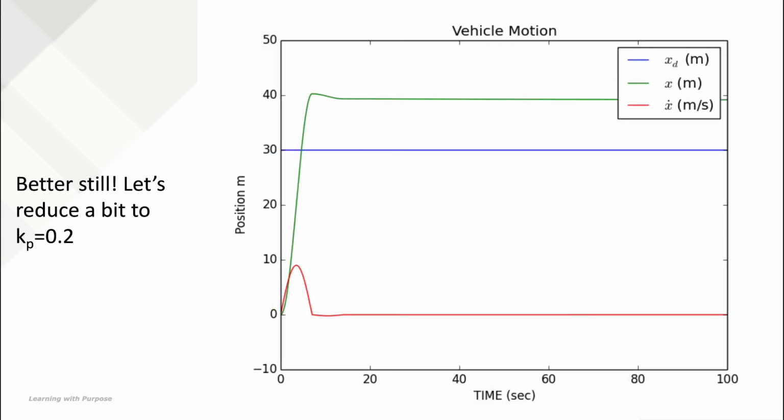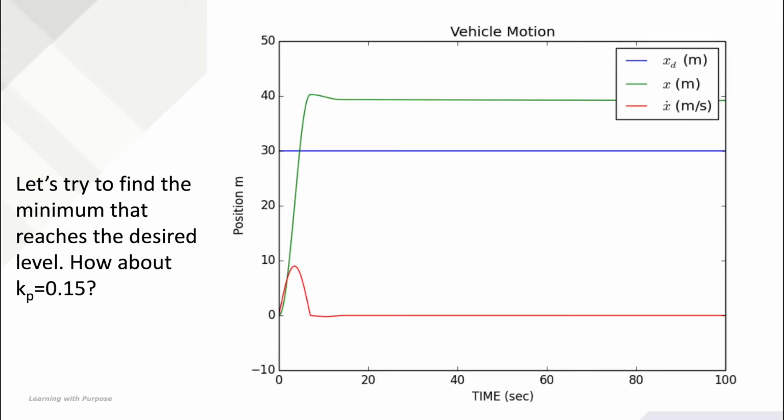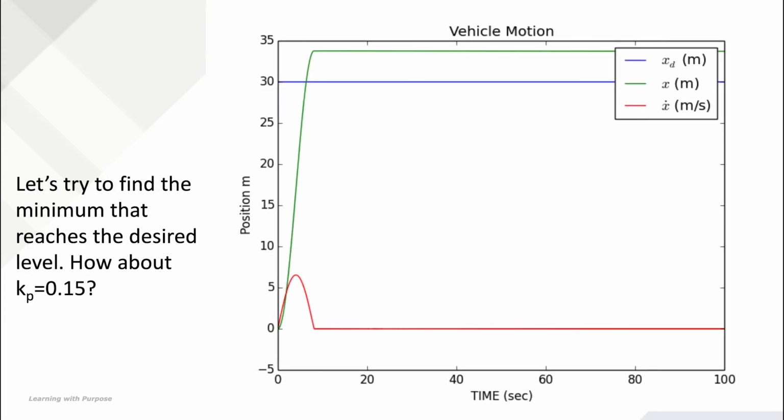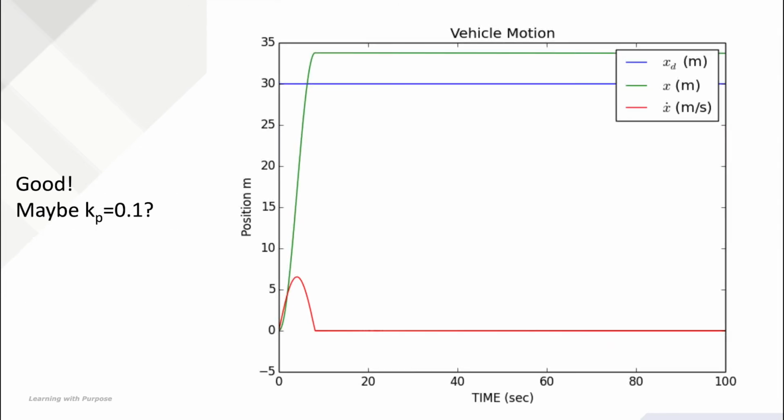We can still reduce that a little bit further. At 0.2, we get that down to 40, and then it stays at a steady state error about 10 meters away. Let's try just one more step here, 0.15, get a little bit closer still. We end up being about 4 meters away, but you know what, we really want to find the minimum here, so maybe let's look at 0.1.